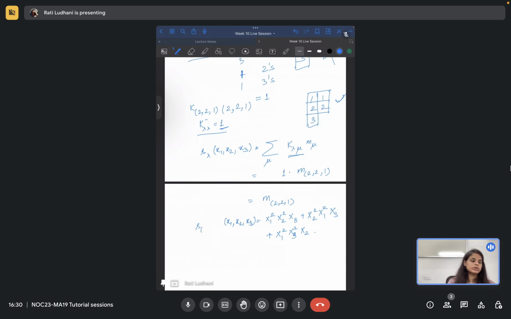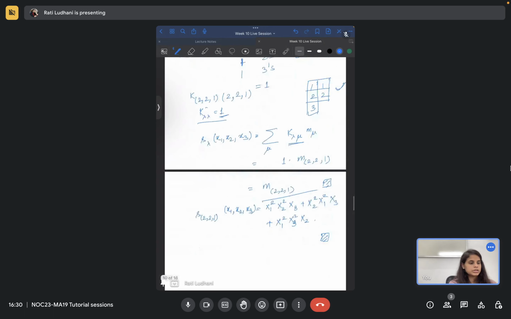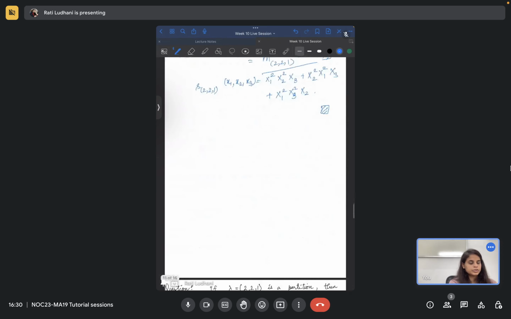Is that clear? How are we calculating the Schur polynomial? Yes, ma'am. Okay, great. So this is in terms of monomials, but the question was to write it in this form. You can always write it in the other form also, as an exercise.